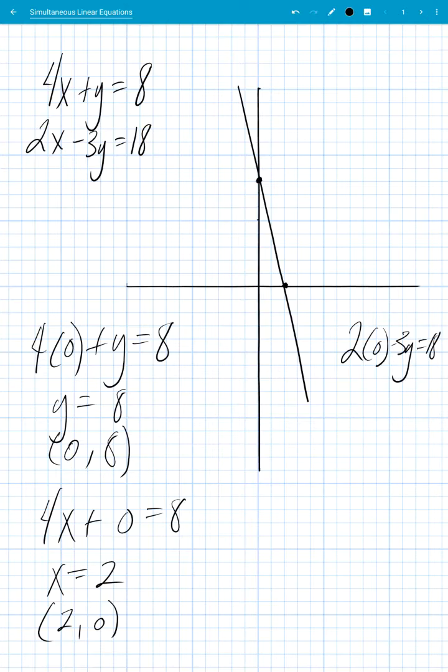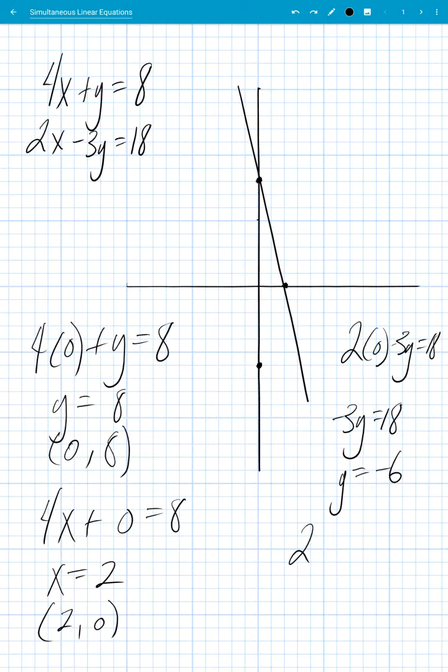So here I get 0. I get negative 3y equals 18. So y is going to be equal to negative 6. So now I'm going to get 0 and negative 6, this point right here. Okay, let's do the same thing, and now let's plug in y equals 0. And then I get 2 times x, I don't need those parentheses.